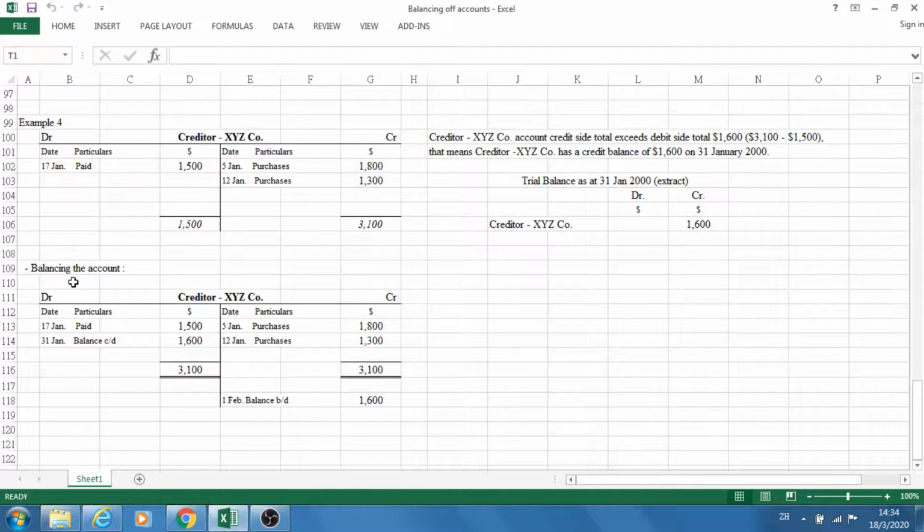To balance off the account, write down the difference of 1,600 on the shorter side of the account to make the two sides equal. Then bring down the balance 1,600 on the opposite side of the account on the next accounting period. Here on 1st February, creditor XYZ company has a credit balance of 1,600 brought down.